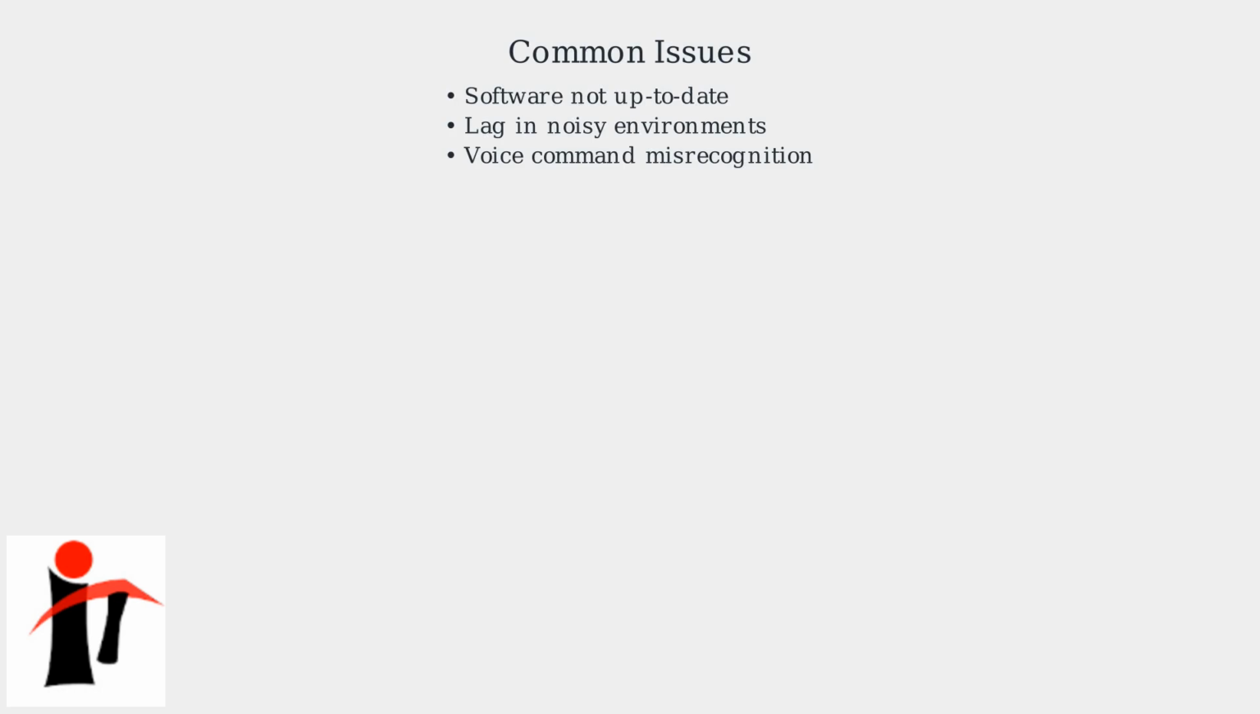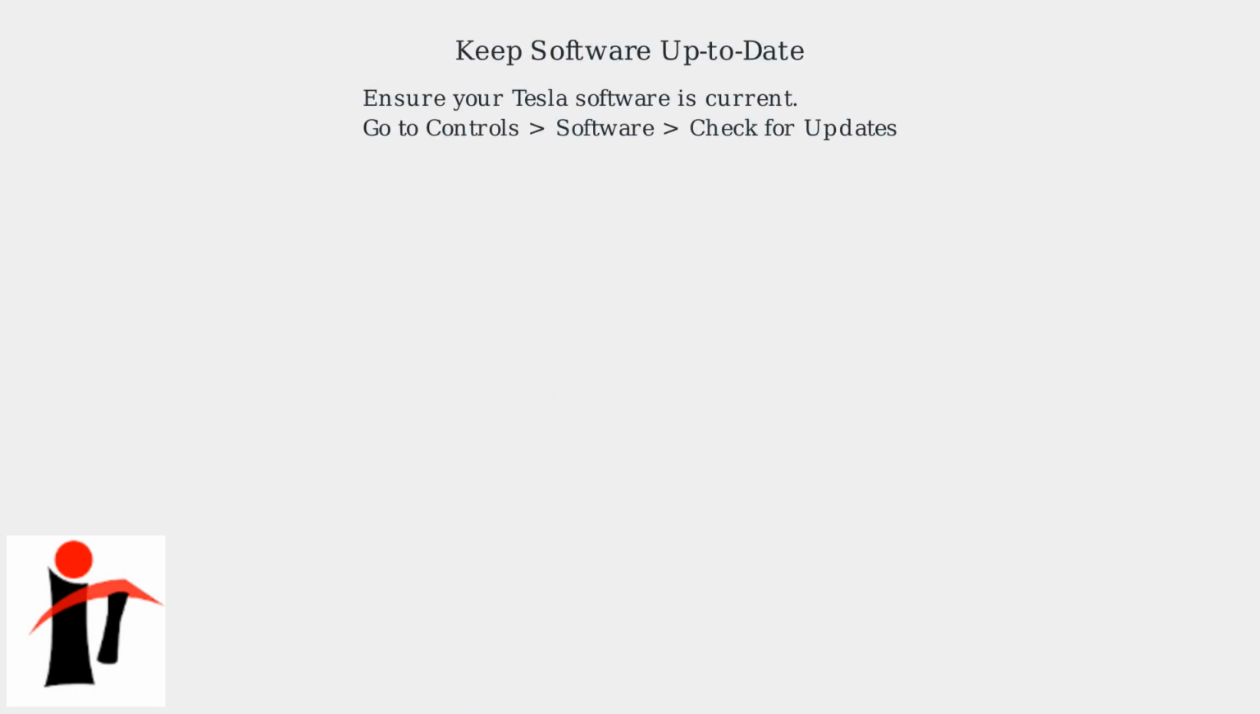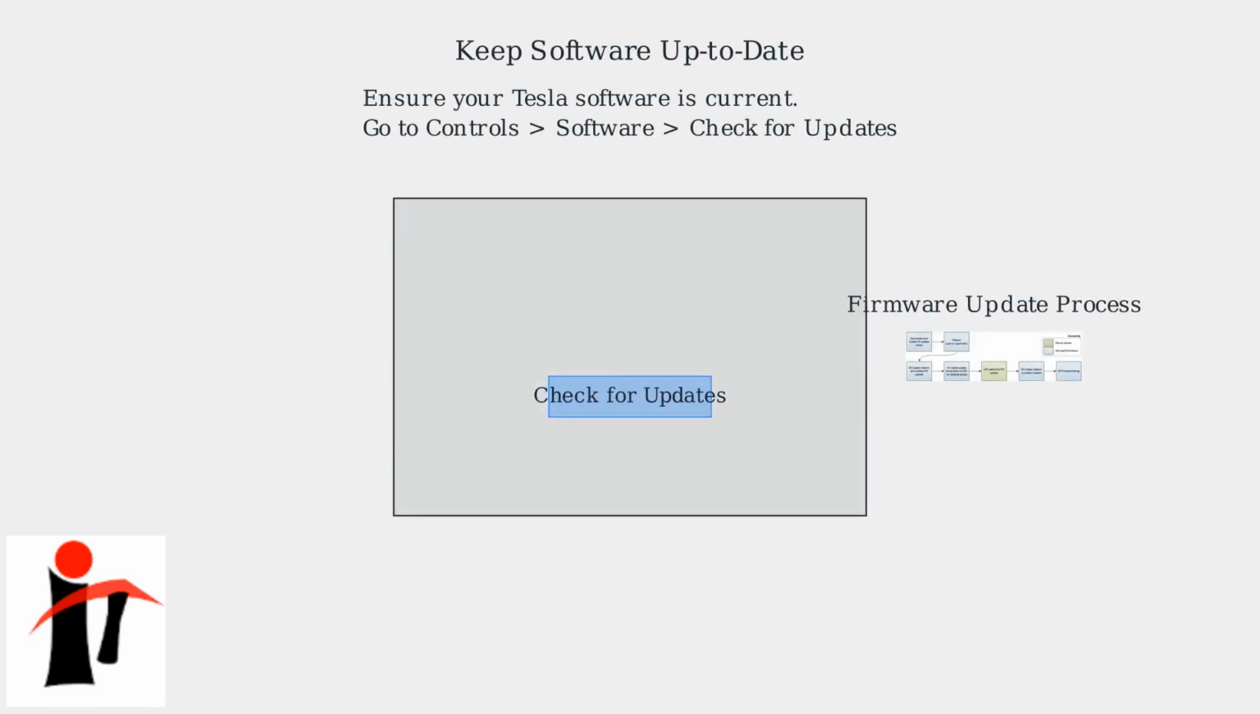If you experience issues with Tesla navigation voice volume, common problems include outdated software, lag in noisy environments, or voice command misrecognition. First, keep your Tesla software up to date. Navigate to Controls on the touchscreen, then Software, and select Check for Updates. Regular updates fix bugs and improve voice recognition.